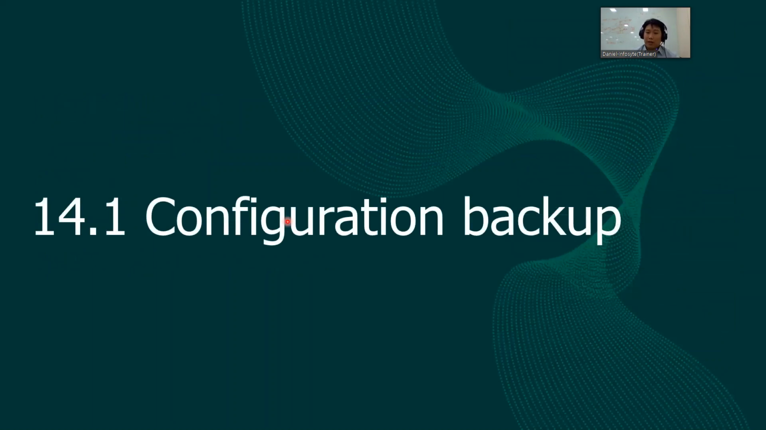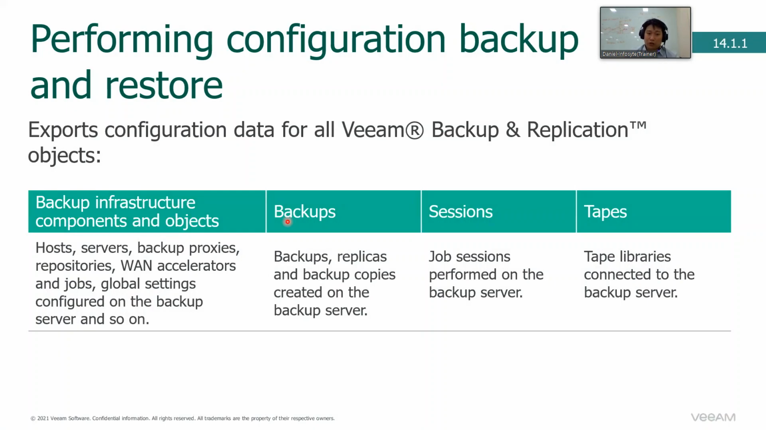So configuration backups are usually scheduled to run every day. What do they actually cover? They will save all the configuration that you put inside your backup server. Who is your host? Who is your backup proxy? Your web accelerator, etc. All this configuration that you see inside your VBR will be captured in this configuration backup. Alright, so all your job records, your backup jobs, replication jobs, etc., everything will be here.